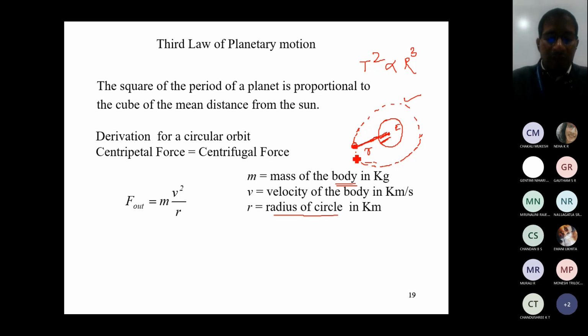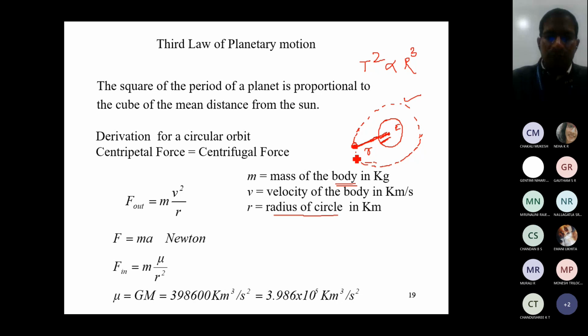Okay. Now coming to the centripetal force. The force we express as F in equals m mu divided by r square, where mu is equal to G into M. G is the gravitational constant, and M is the mass of the Earth.